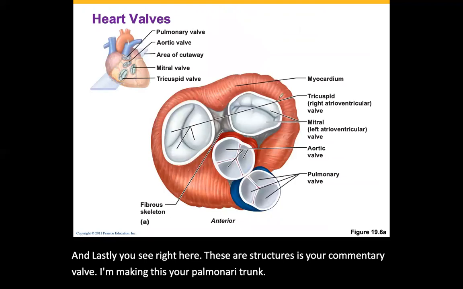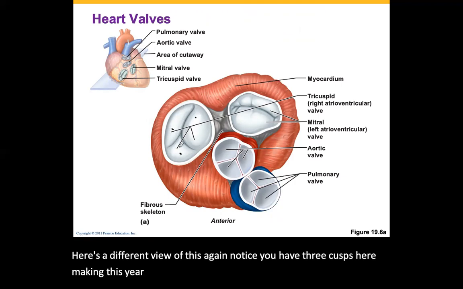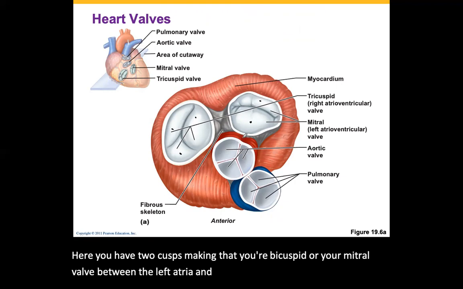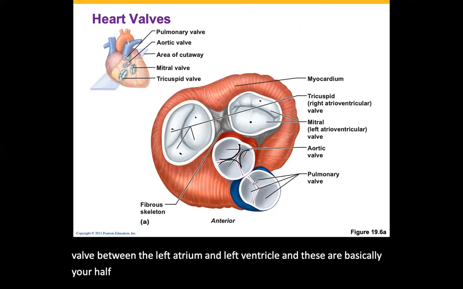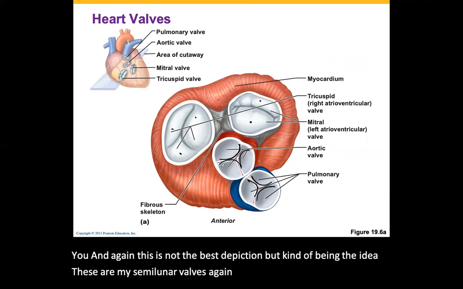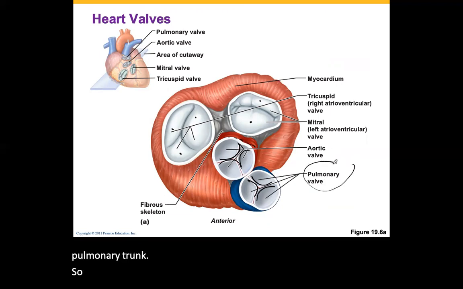Here's a different view of these. Again, notice you have 3 cusps here, making this your tricuspid, the right AV valve. Here you have 2 cusps, making that your bicuspid or mitral valve between the left atrium and left ventricle. And these are basically your half moons, if I want to draw them for you. Again, this is not the best depiction, but it gives you the idea. These are my semilunar valves. Notice here is my aorta, so you can see the color coding as well. That's the aortic valve, and here's my pulmonary trunk, so that would be called the pulmonary valve.